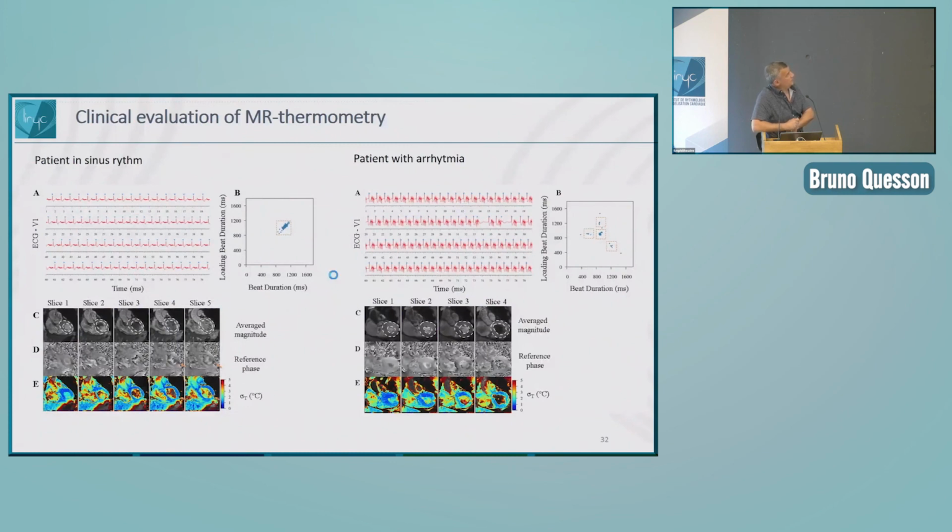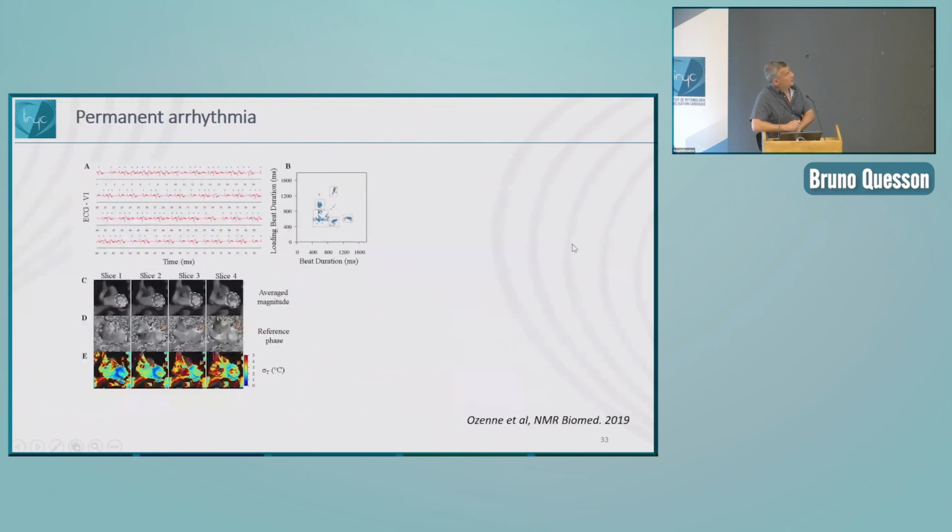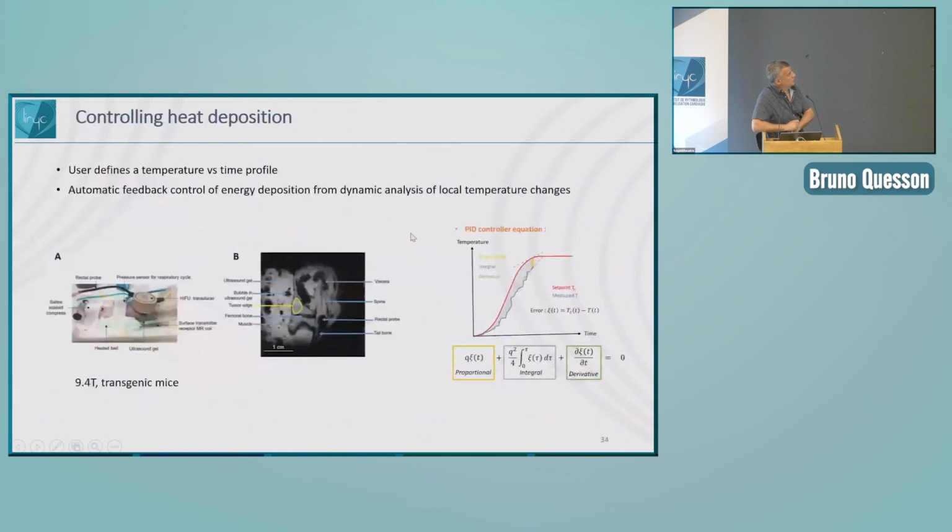arrhythmia, and this introduced a very nice concept that you find in the literature, where you can plot the beat duration as a function of the beat duration of the previous beat, and if you have something very regular, you get a single point, and if you start to have arrhythmia, you get different patterns. But he showed that although you have a very complicated pattern, even in presence of quite strong arrhythmia, you're still able to measure the temperature with quite good quality.